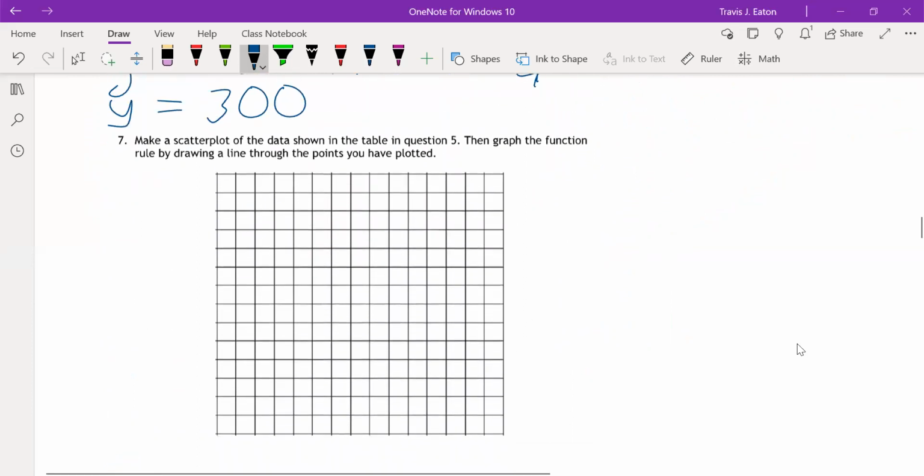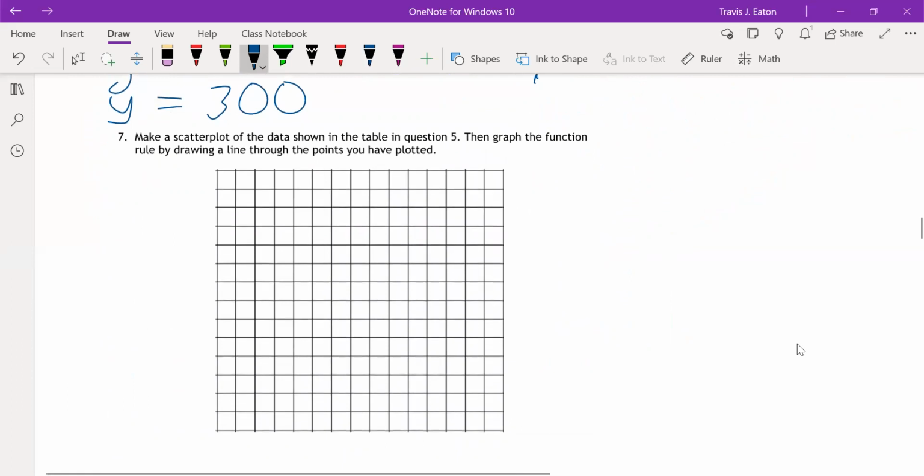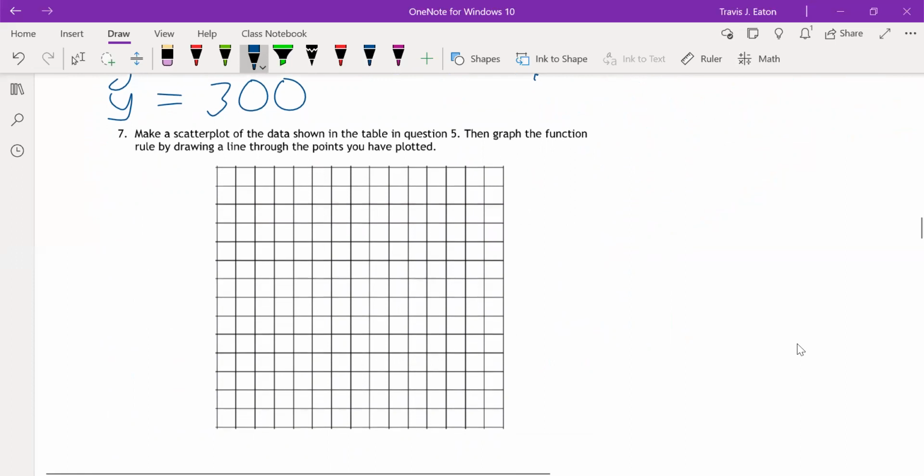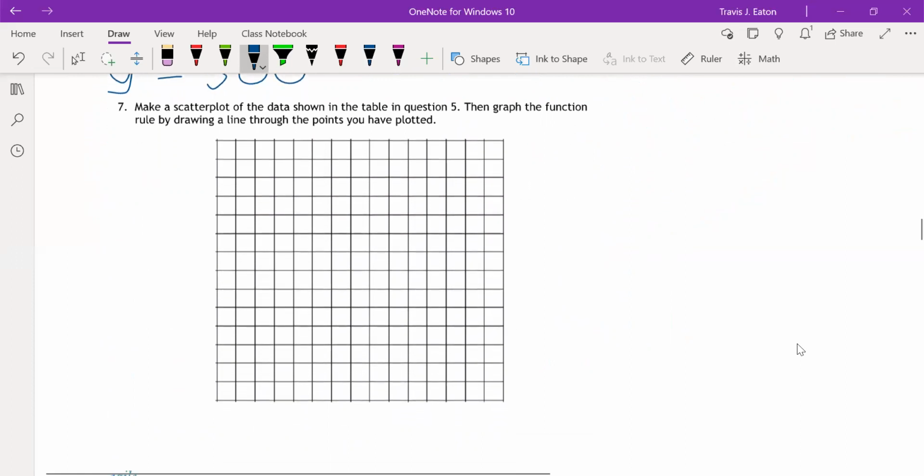So now, based on this, we want to make a scatter plot of the data that is shown in the table from question 5. And then we're going to graph the function rule through that. So the scatter plot, remember, scatter plot means dots. But then when it says graph the function by drawing a line through the points, graphing means you're drawing a line. So make sure that you're graphing by drawing a line.